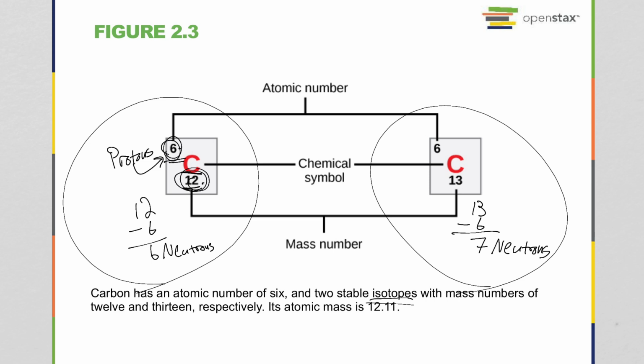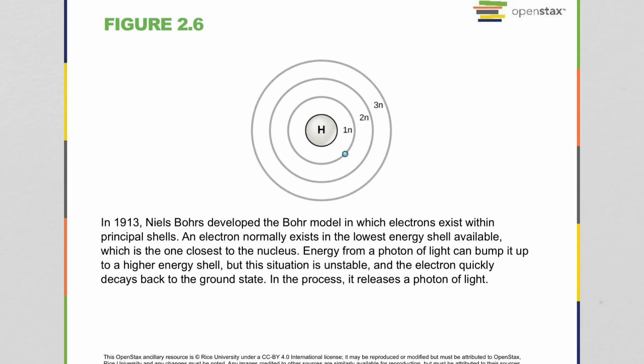You shouldn't have to do too much of this, but remember, when you see isotopes of carbon, isotopes of nitrogen, that's all we mean. Same protons, different neutrons, so the mass changes.